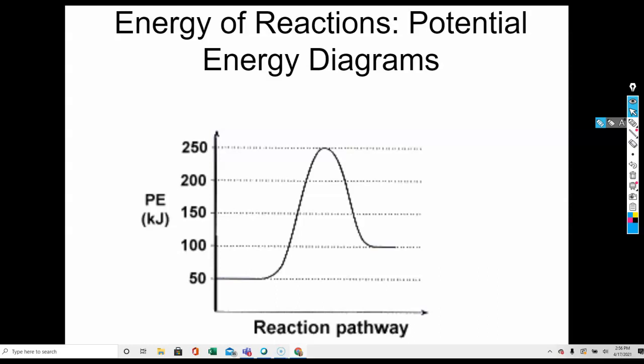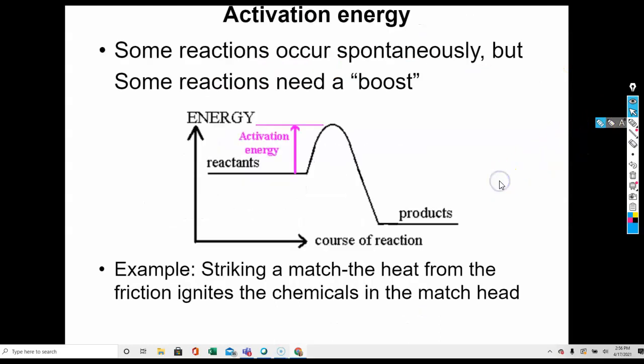PE stands for potential energy. Reaction pathway is referring to the progress of the reaction from the reactants to the products. All right. Some reactions occur spontaneously, but some reactions need a boost. And so the ones that need a boost are the ones that need to have some activation energy.